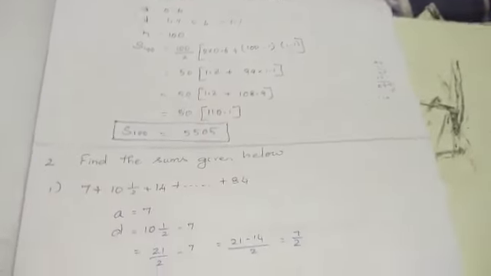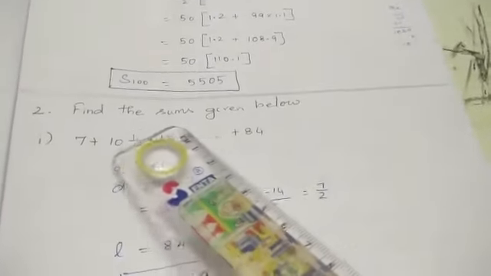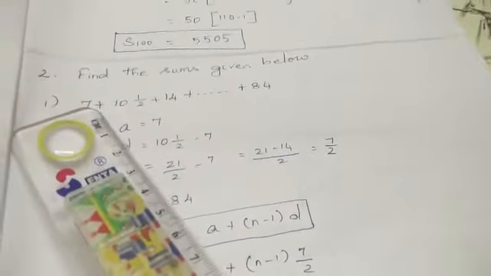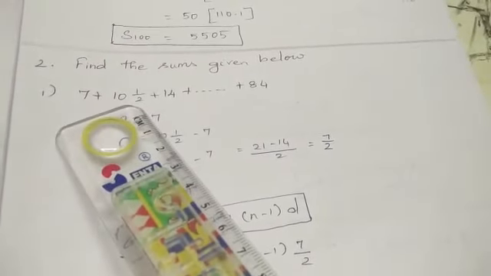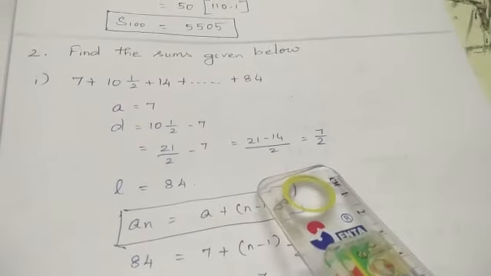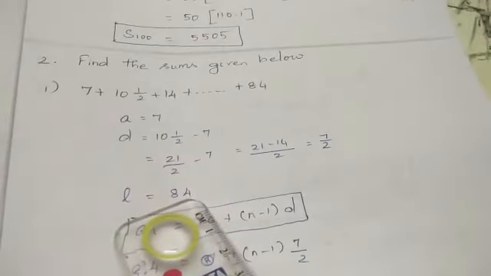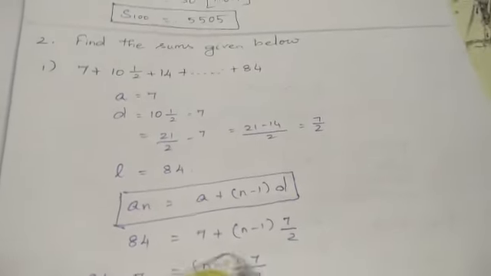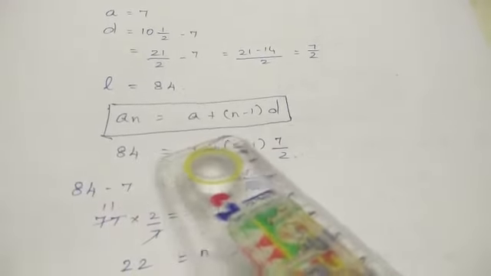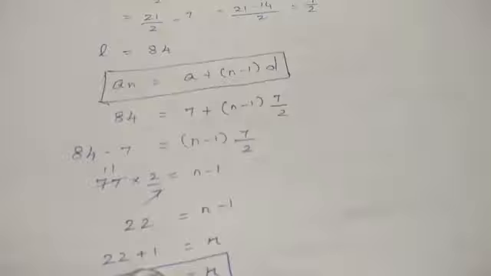I will give it later. And then the second one: find the sums given below. Here, 7 plus 10 and half plus 14 up to 84. This is the first term a, and then a2 minus a1, second term minus first term, subtract and get 7 by 2. The last term is 84. First you have to find n: substitute the last term and find n using the general term formula, an equal to a plus (n minus 1) into d, and you get n equal to 23.